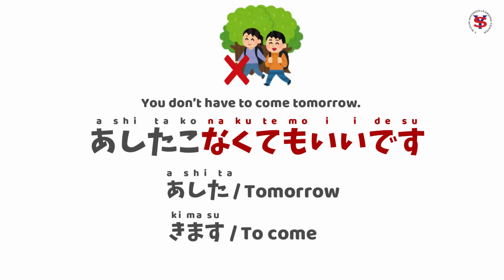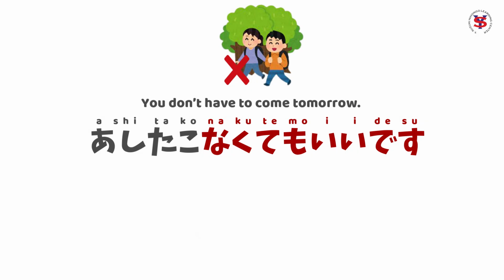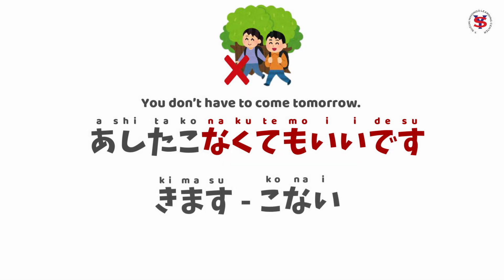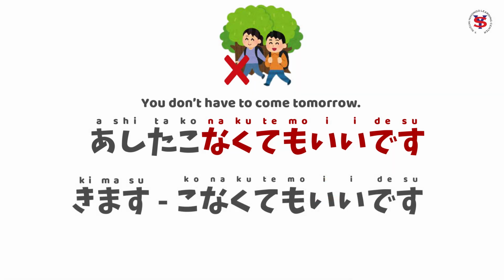So paano naging ganito yung sentence natin? So susundan lang natin ulit ang pattern. First is to conjugate the verb into nai form. Here, our verb is kimasu or to come, diba? The nai form of kimasu is konai. Dito, tatanggalin natin ang i. Then, lastly, idudugtong natin ang kutemo ii desu. So that's why we have the final sentence, ashita konakutemo ii desu. Ashita konakutemo ii desu yo.